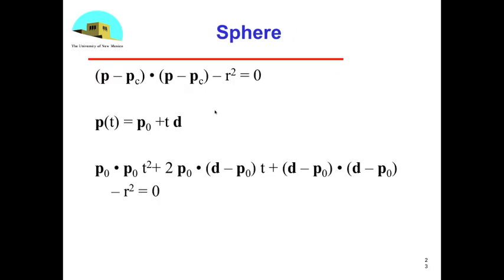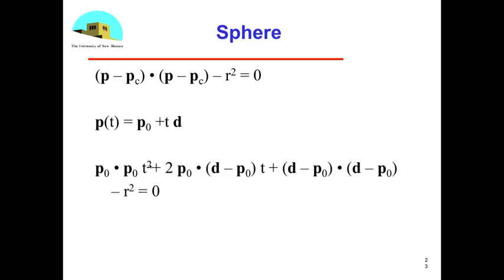Here's the example for a sphere. A sphere can be centered at the origin or centered at a point C. P minus C looks like this. I stick in P0 plus tD, and out comes this. You can see P0 is just 3 constants, D is 3 constants. So everything in here, I've collected the terms. This is the quadratic equation you get in t, and we could solve that for the entry and exit points, assuming the ray goes through there.